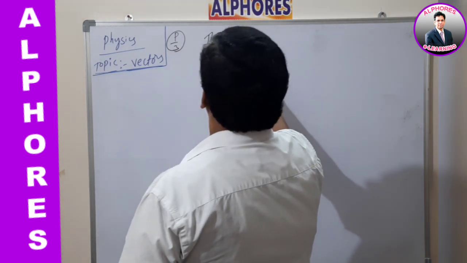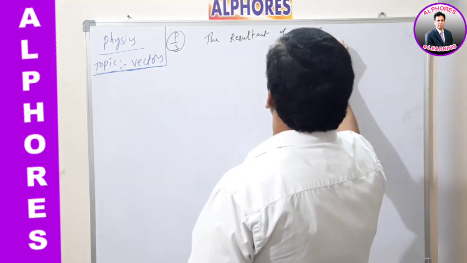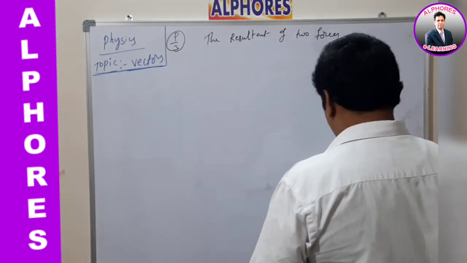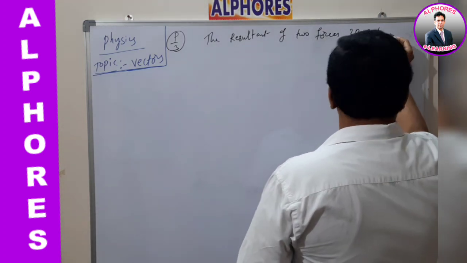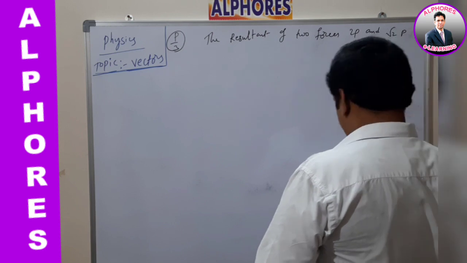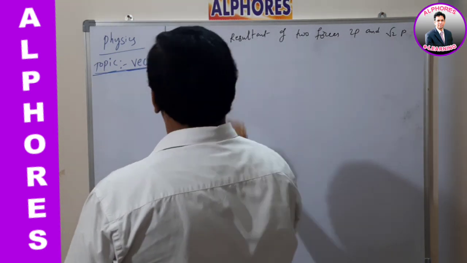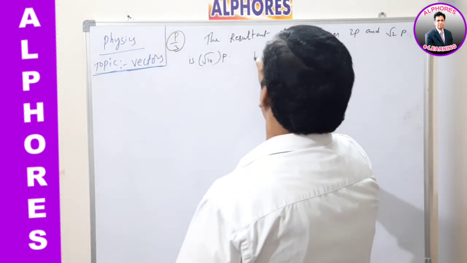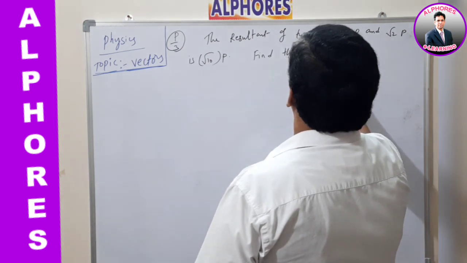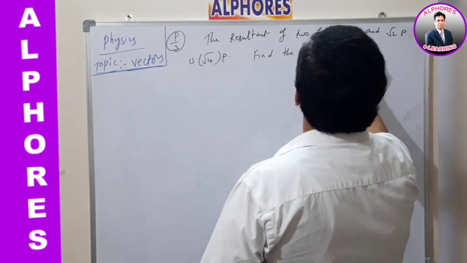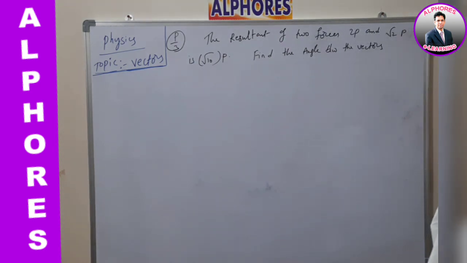Now what I am giving is the resultant of two forces. The resultant of two forces, 2p and root 2 into p, is root 10 into p. Find the angle between the vectors. Find the angle between the vectors.